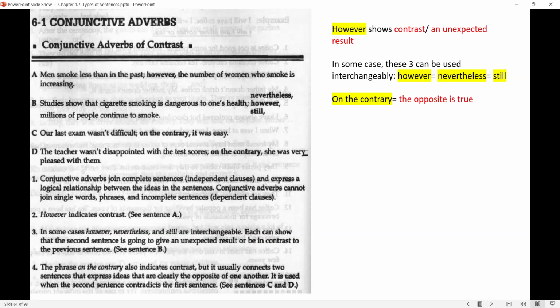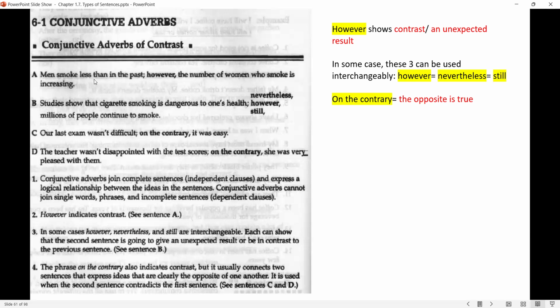As I said earlier, however shows contrast or an unexpected result. In some cases, these three conjunctive adverbs are used interchangeably. You can use however, nevertheless, and still instead of each other, and the meaning will stay intact. On the contrary, we said that says actually the opposite is true. Okay, now let's read some examples. You will get it better.